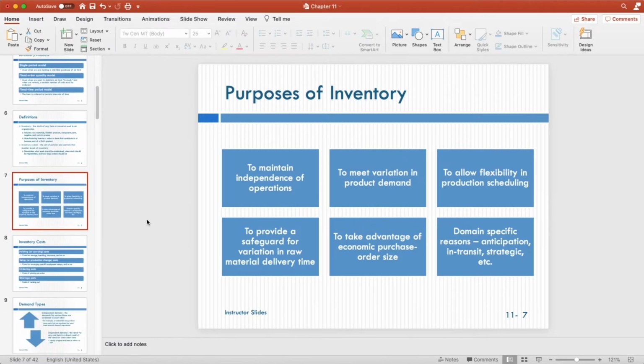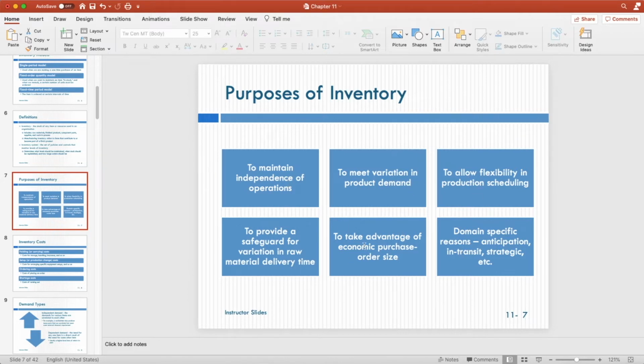So, the purpose of inventory. As I just mentioned, the reasoning for inventory is quite straightforward. It's very intuitive. As I said, inventory itself can be viewed as a buffer in order to prevent uncertainty. Although the source of uncertainty can be different, as I show here.